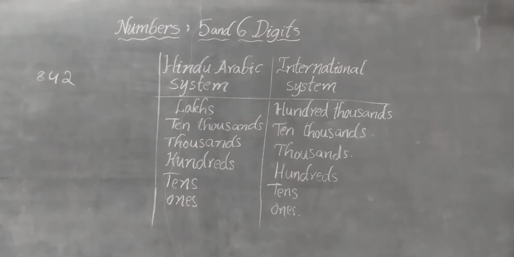Now how many digits are there? Only 3 digits. Read this number. 842. Do you know all these? Yes, I think you already know these numbers. Now I will explain 5 and 6 digit numbers.